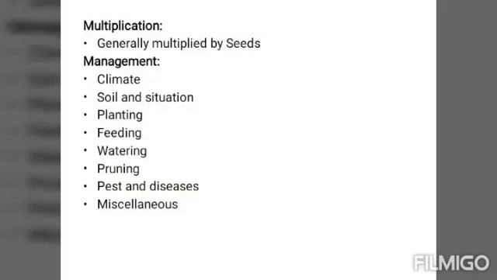So in the cold temperature you won't find that many palms. Number two is soil and situation. Palms do equally well in sand or clay. They grow very nicely in sand or clay type of soil. But in pots they should be provided with a good compost.